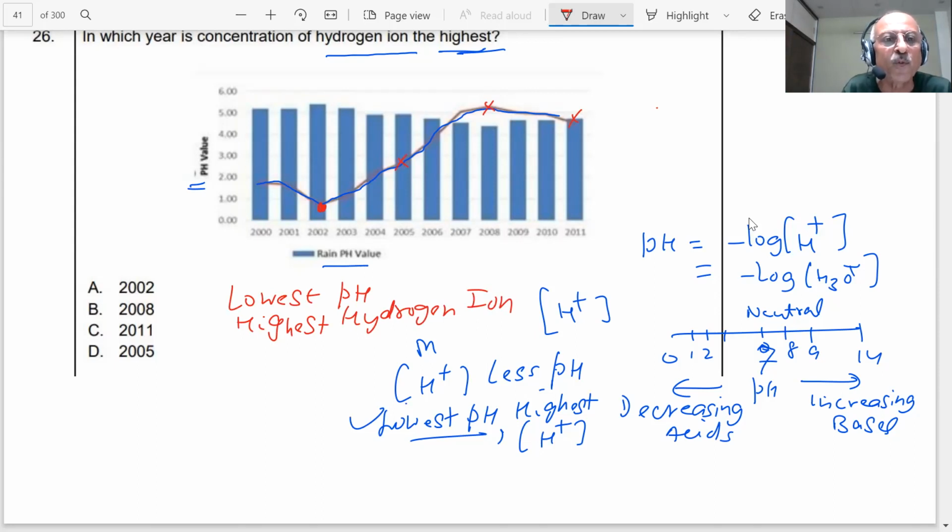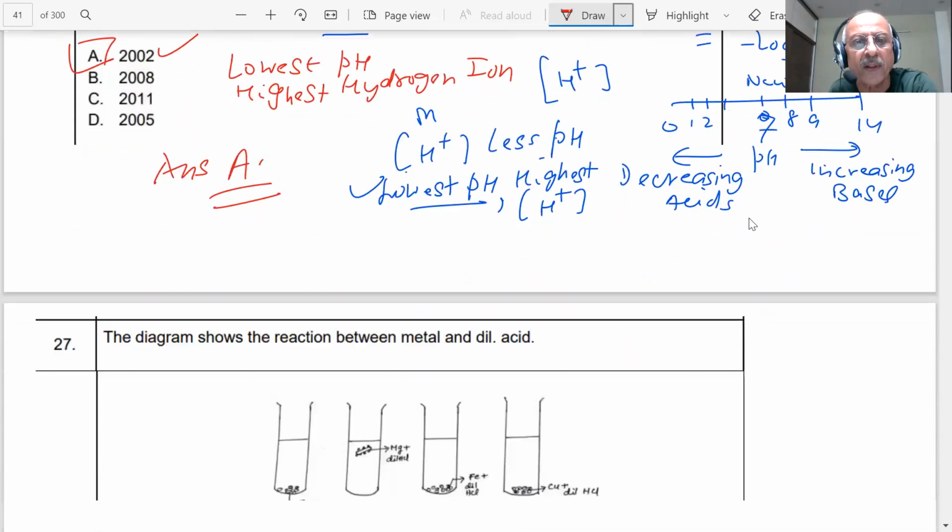This is in which year? 2002. Then this is the correct answer. Our answer here is A, students. The answer is A. All right, let us move to the next question.